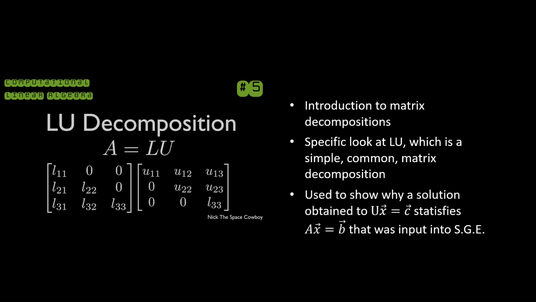The more important thing, though, is that we use this to show why a solution obtained to UX equals C satisfies AX equals B, or at least I took you about 80, maybe 90% of the way and left the computational proof for you to do for yourself. I think that's a great exercise. I think that's something that you should do.